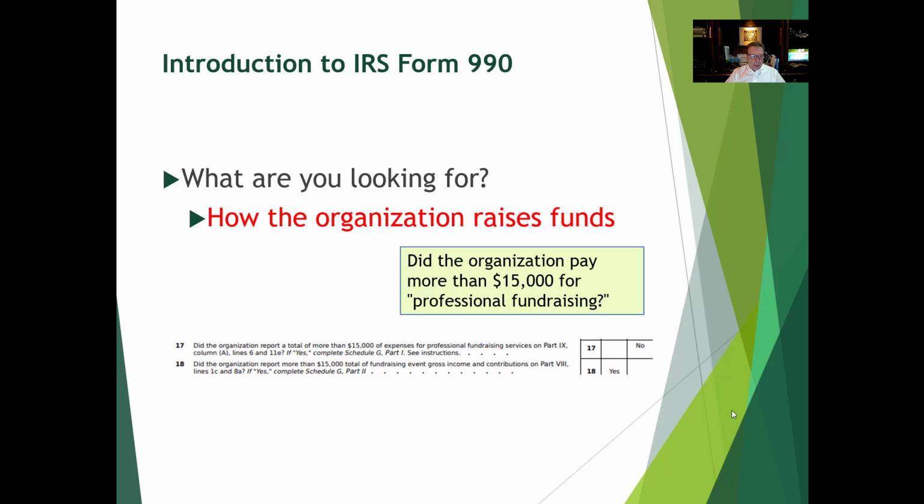If you were looking for how they raised funds, for example, if you are in the fundraising business, you'd want to know, do they pay fundraisers? And the IRS has set a threshold of $15,000 paid to fundraisers. Above that, you have to disclose it. Below that, you don't.